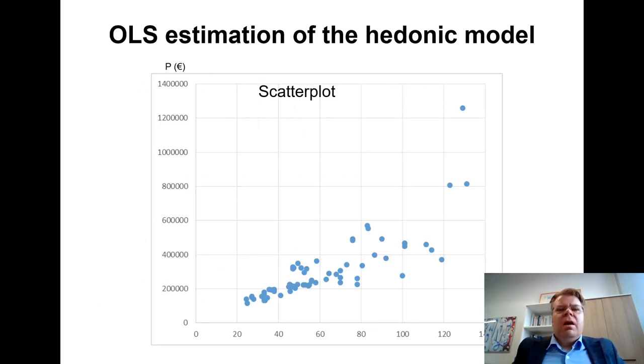So let's have a little bit more detailed look at the data. As a starting point, I have produced this scatter plot of apartment size on the horizontal axis and the price on the vertical axis. I will use these scatter plots quite a lot. And in this two-variable case, each blue dot on this diagram indicates one observed apartment.